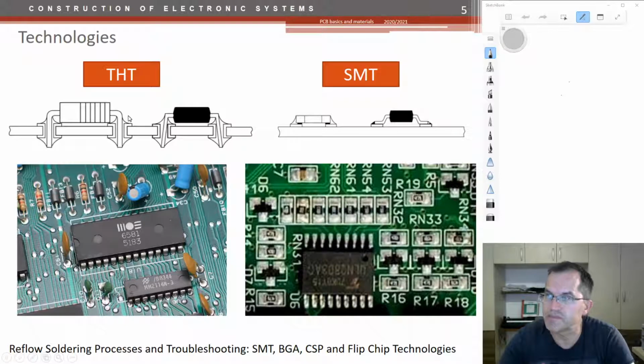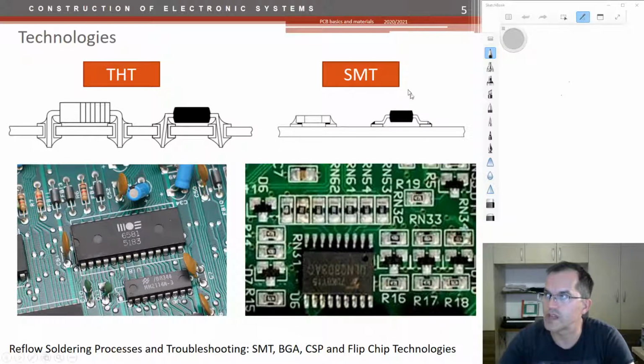So it's mechanically more stable, but on the other side you have large components, the density is very low, so usually this technology is used for the highest reliability board on one side, but on the other side the cheapest and the lowest complexity boards.